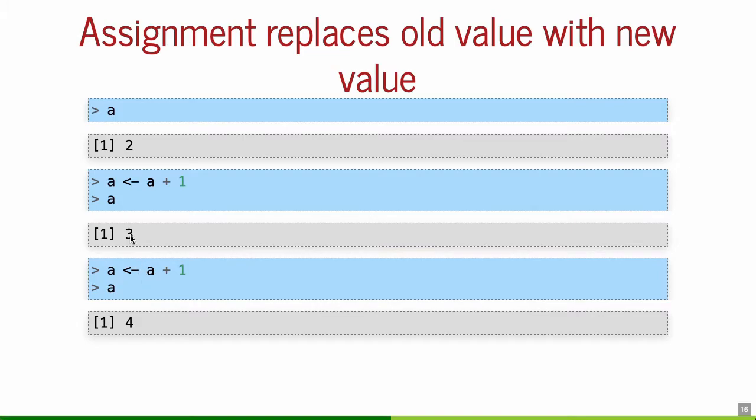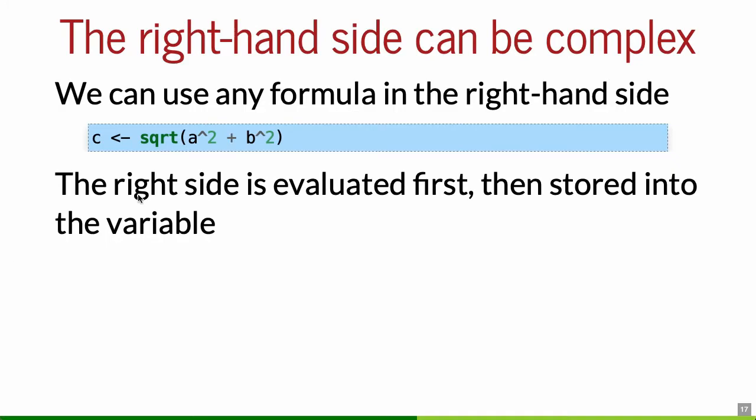If we do it again, we take the old value of a, we add 1, we store it in the same place, and now a has the value of 4. So we are essentially updating the value of the variable in every step. These formulas that we put in the right hand side can be more complex than simple addition. We can use any kind of formula, for example, a square root or any function that we want to use.